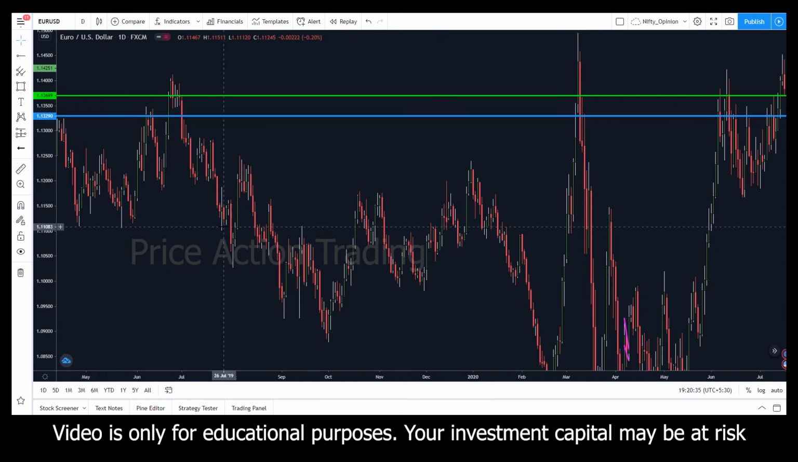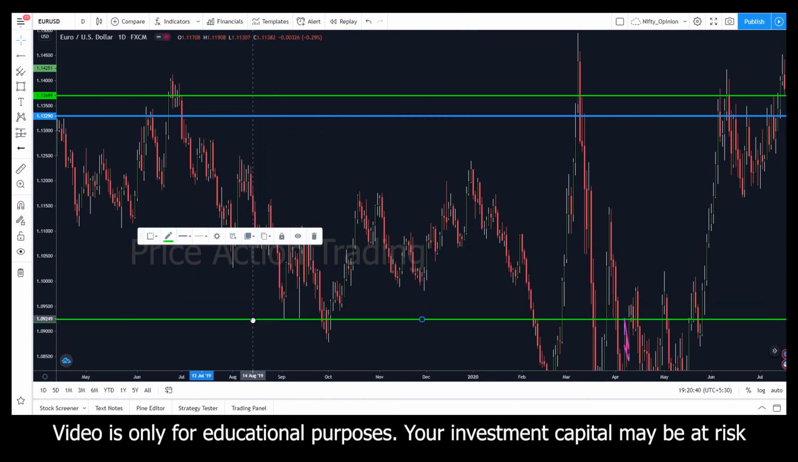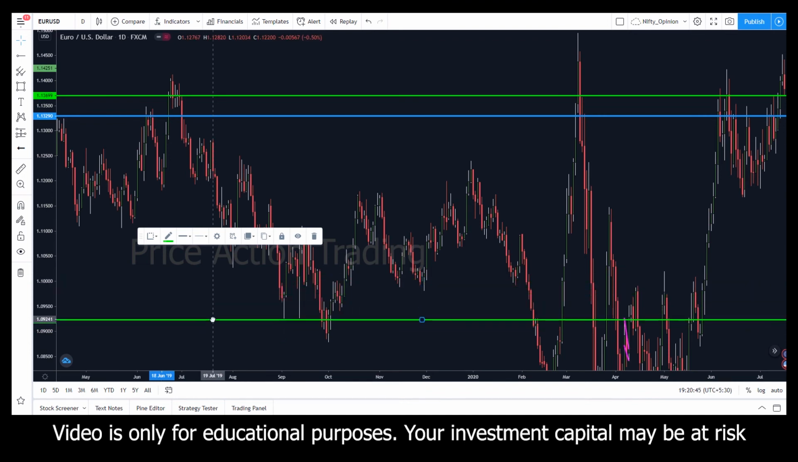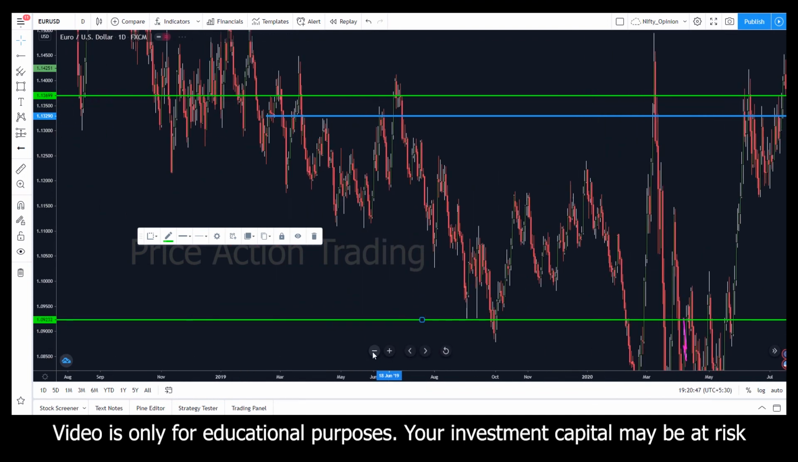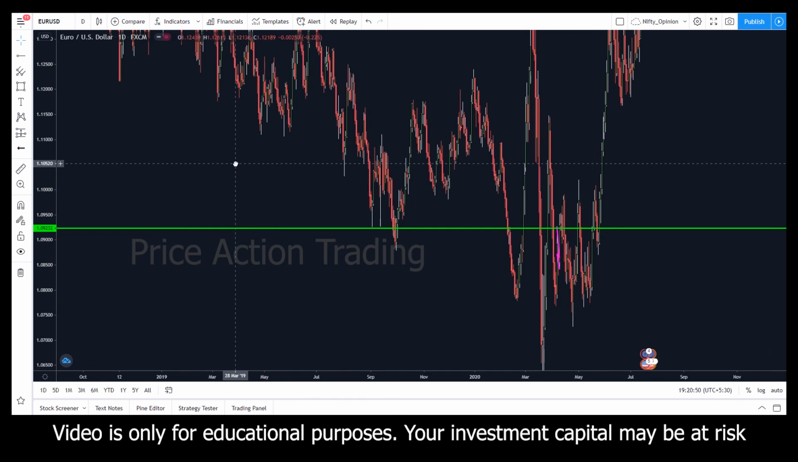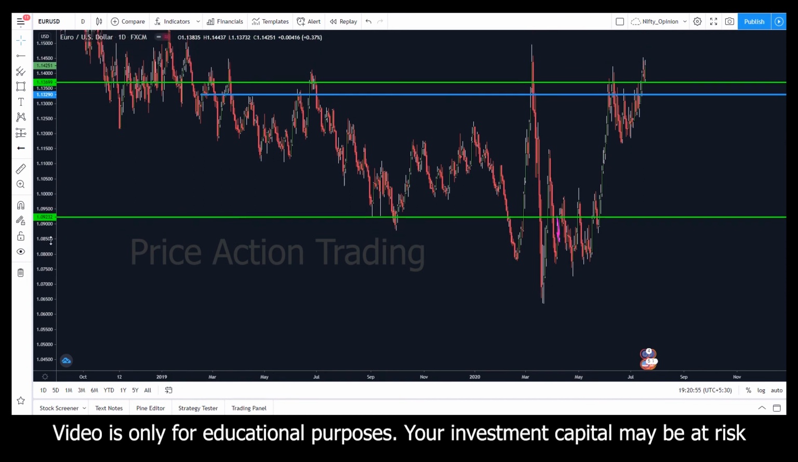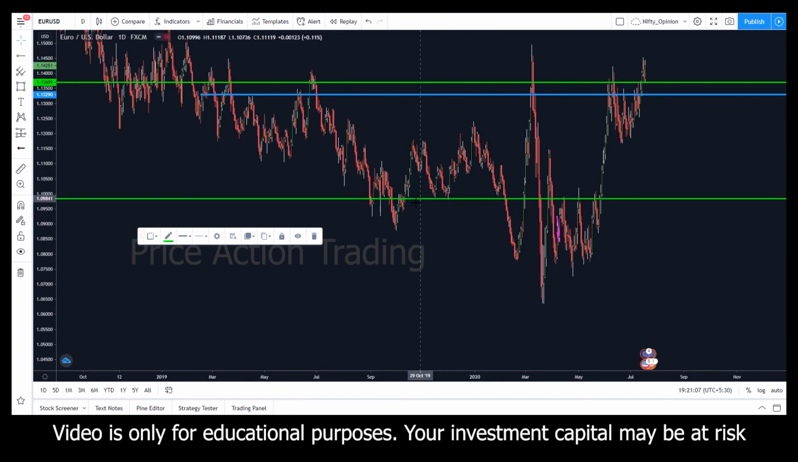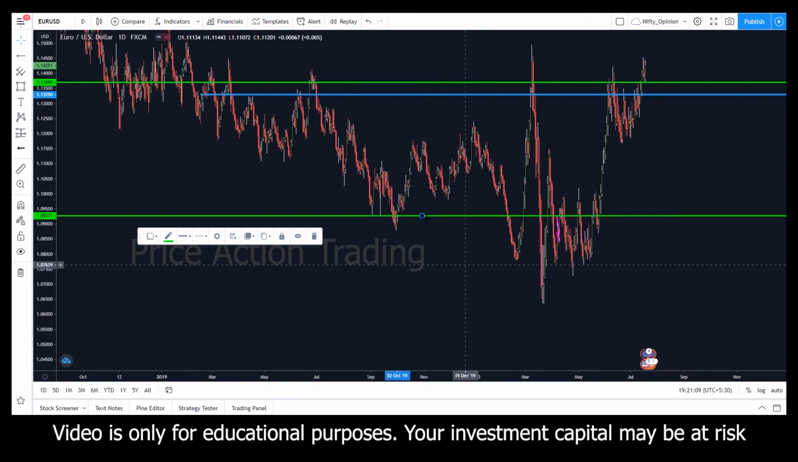Let's take one more example before I move on to the bonus step for you guys. Let's mark this level, or probably this level. Let's zoom out. Which level is the strongest? I would say this is the strongest level, because 1, 2, and 3, a good number of touches. Maybe an area, but for now let's consider this level only.